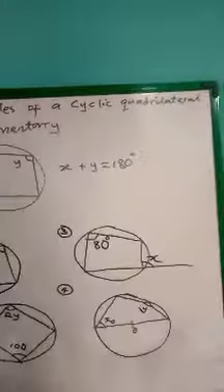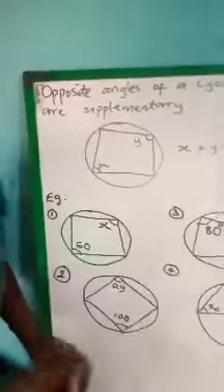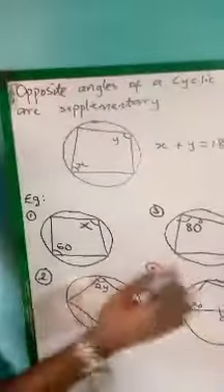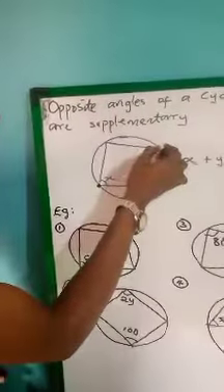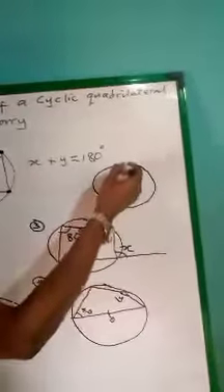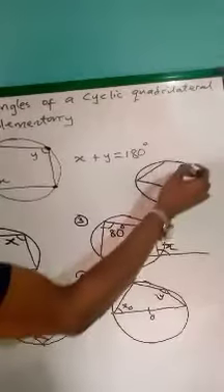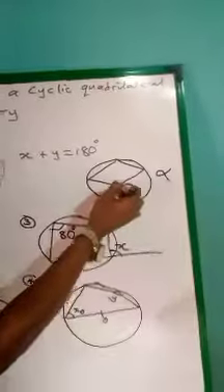A cyclic quadrilateral is a four-sided figure in which all the ends are touching the circle. You see, this is a four-sided figure. That's a quadrilateral. This end is on the circle, this end is on the circle, this on the circle, this on the circle. That makes it a cyclic quadrilateral. If by chance we have a circle and we have a quadrilateral and one end is hanging, then it is no longer a cyclic quadrilateral. This is not a cyclic quadrilateral because this end is not on the circle.